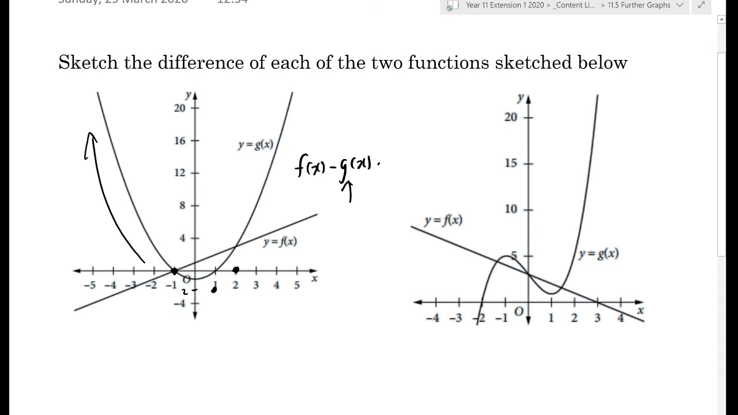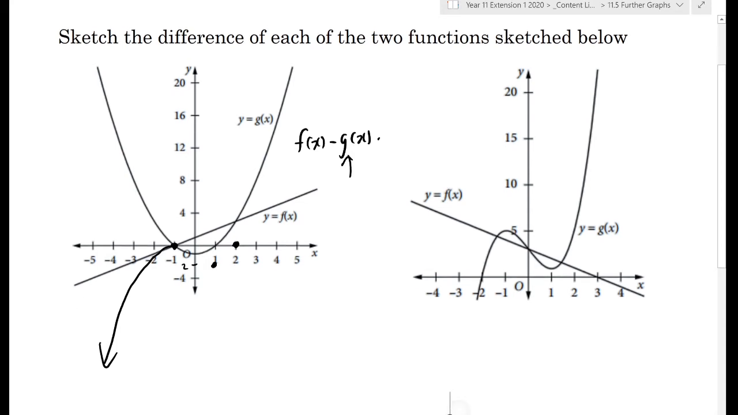We've got g of x shooting up to infinity. So that means that my difference will actually shoot down to negative infinity, remember? So if the second one, g of x, goes to positive infinity, then the difference goes in the negative direction.